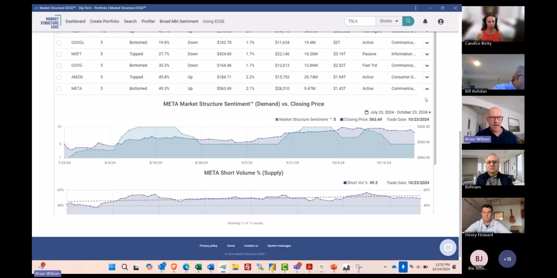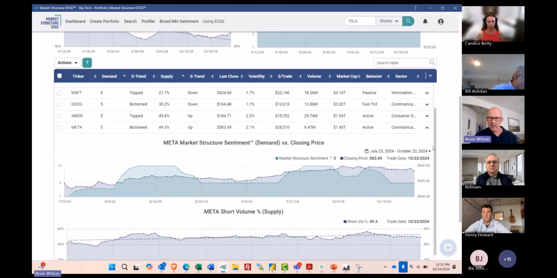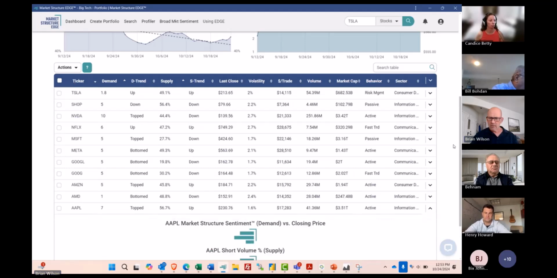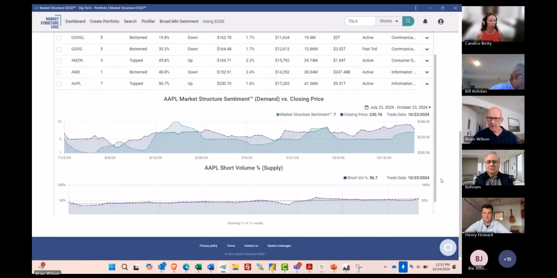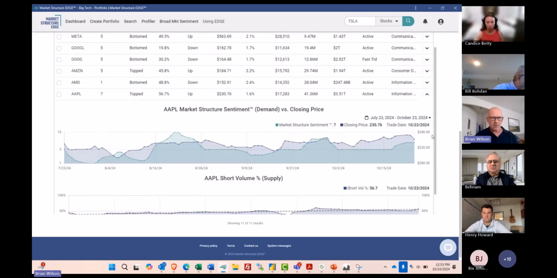Take a peek at Apple. Once I can find it. Apple, where are you? All right, you can see that Apple sentiment is actually increasing. So better from a sentiment perspective. You can see short volume starting to increase just a little bit. So maybe a bit of a question mark in regards to Apple.